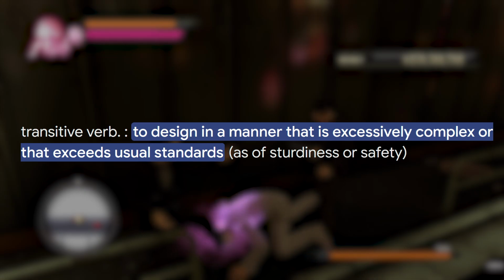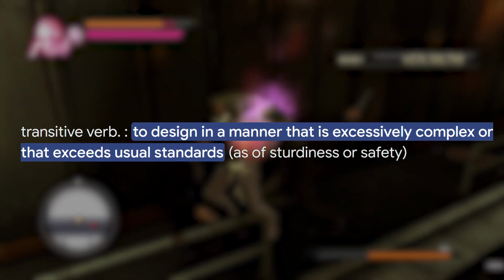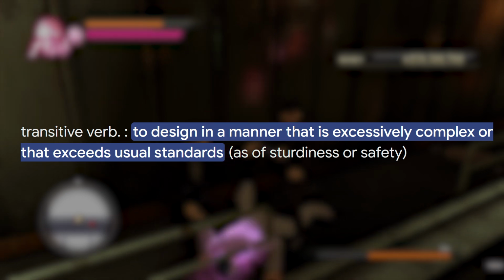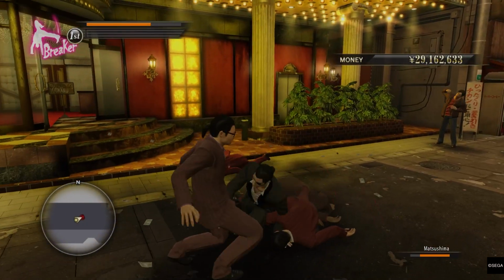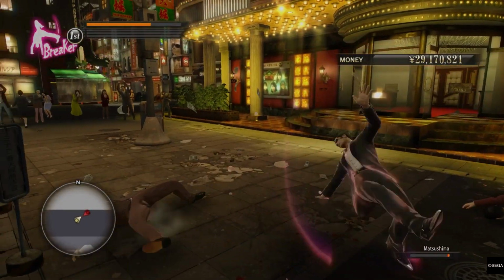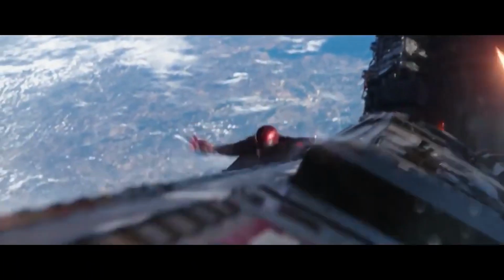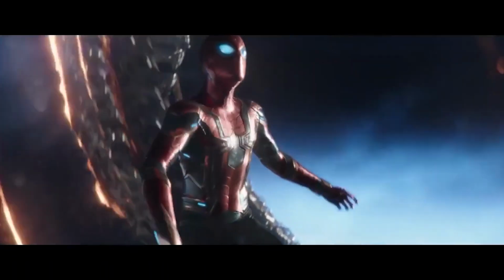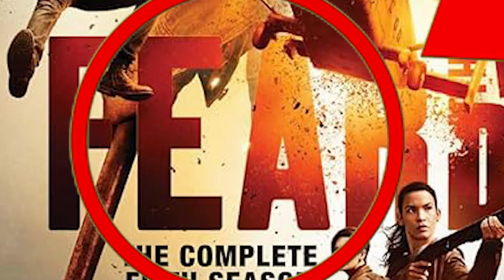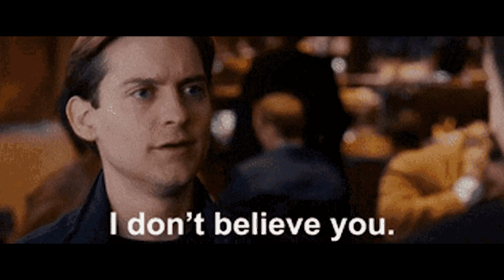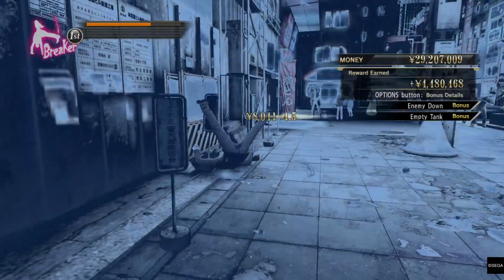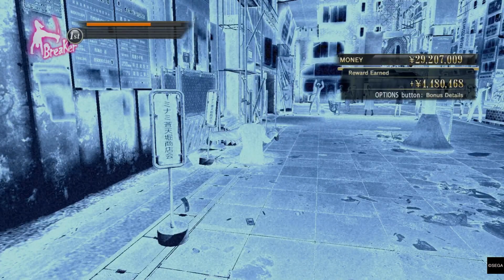The simplest definition would be to design in a manner that's excessively complex or that exceeds the usual standards. I'm gonna focus on design that's excessively complex because not only does it serve no purpose, it can also ruin a concept that could otherwise be really good. And most importantly, it shows the designer's insecurity. It shows the fear of simplicity, and the lack of trust in one's own creation. Because if you trust your ability, if you trust your core design, you don't need to cover it in decoration.